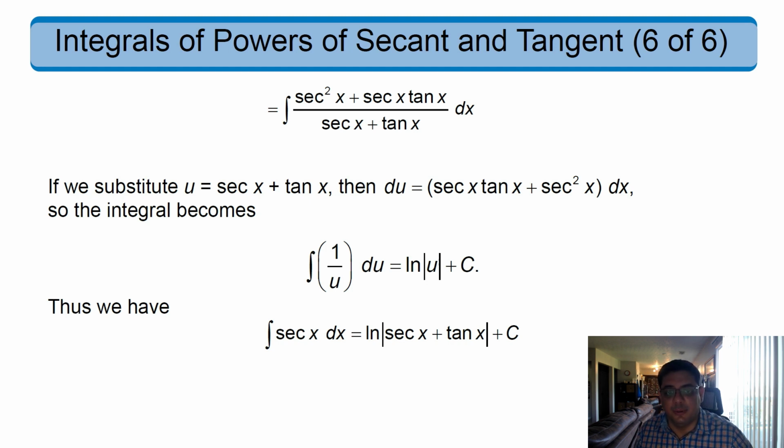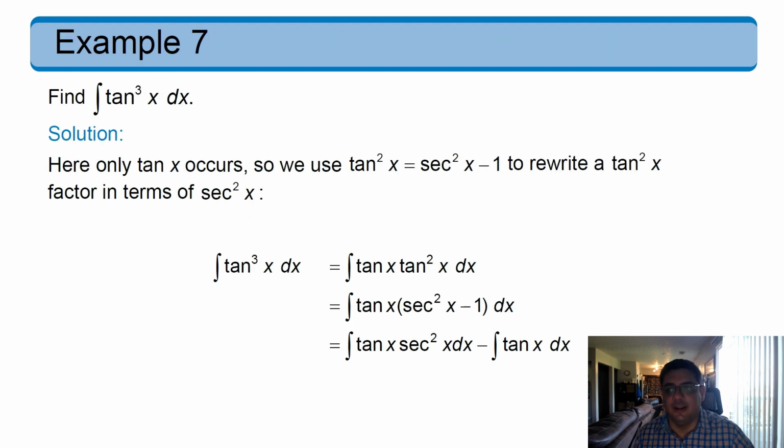So you can see that if u is the bottom, the du is going to be the top. And we get 1 over u du in the transformation, and that's just going to be log of the absolute value of u plus c. Then we can go back to the original variable, and this is log of secant plus tangent. So sometimes we'll have to use that particular identity as well. So let's see one example of this kind of thing in play.